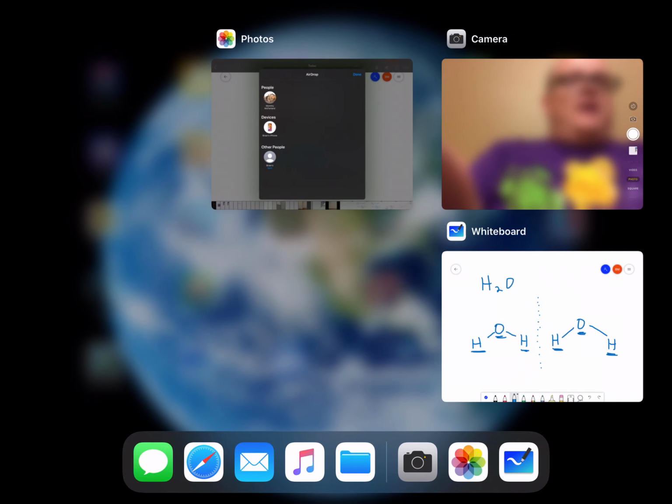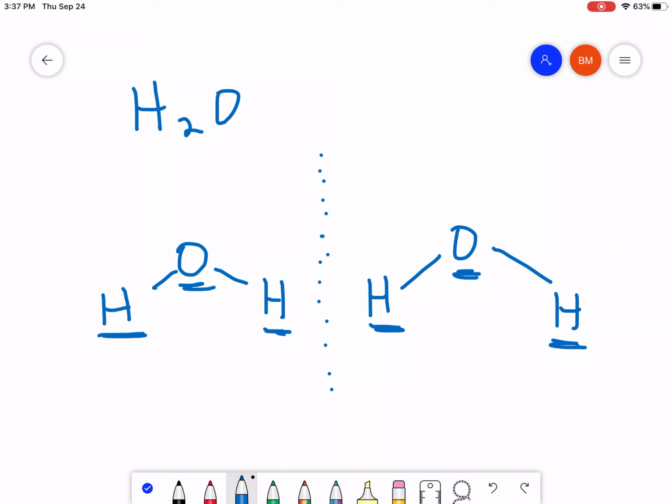All right, and so this one's going to look in the mirror here, okay? And you can see, if I were to just take this one and slide it over, it lines up perfectly, right? So water is definitely superimposable on its mirror image, and definitely achiral. All right, easy peasy.